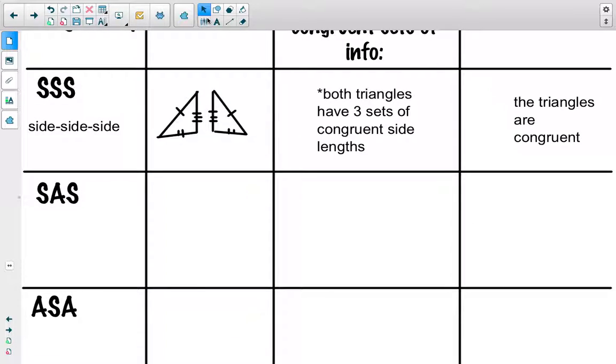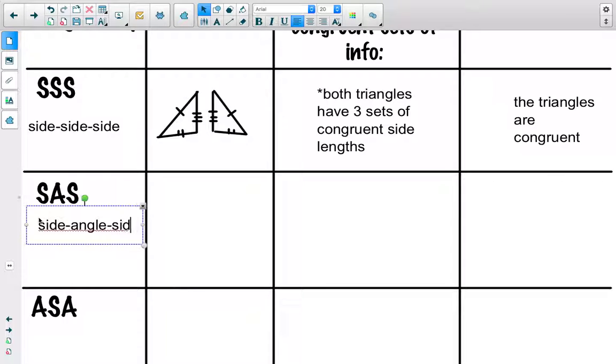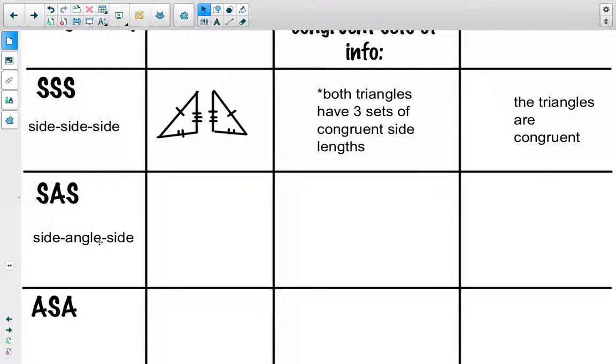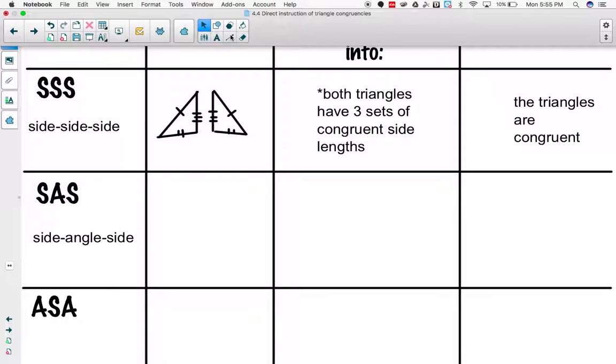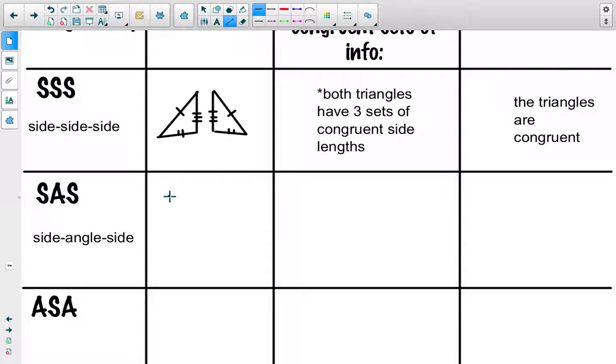All right, now side angle side is the next one. Side angle side is going to be abbreviated SAS. All right, so that's side angle side. And notice how many letters we see of each kind. Also notice where they're located. Okay, so on this one, I'm going to draw the triangles kind of like this. Whoops. Trying to make them the same. Okay, so on this one, notice we have 2 S's. So that means we have to pick 2 sets of sides that are congruent. So it doesn't matter which ones, we just need 2 sets of sides.